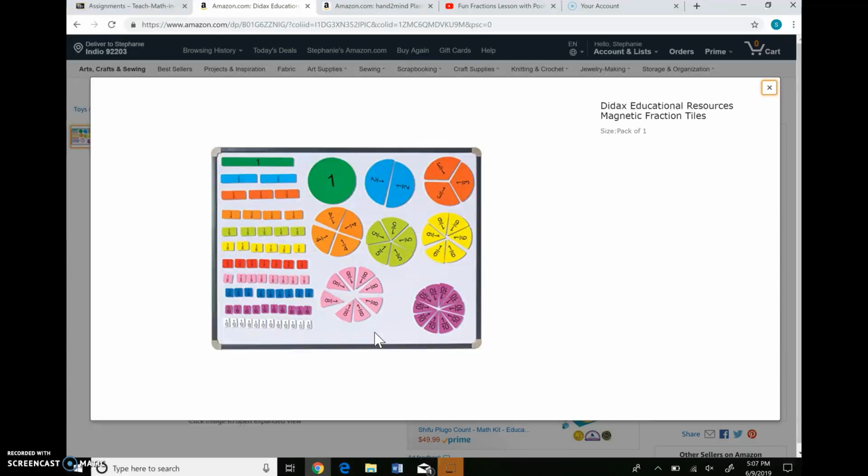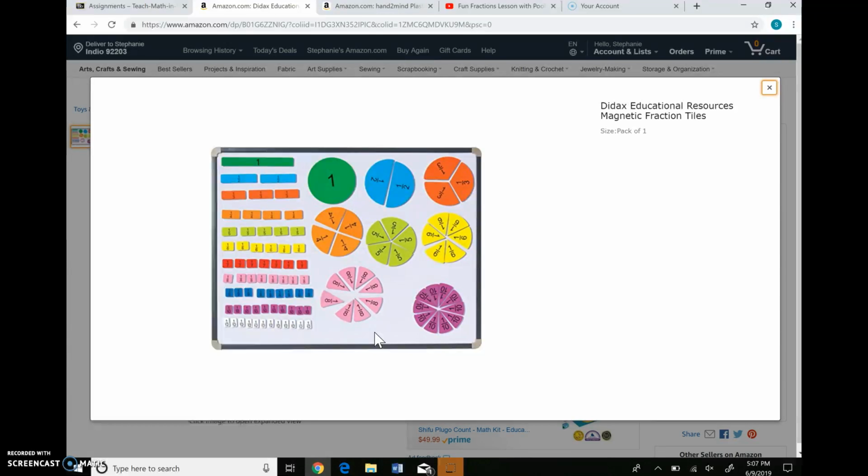I would have them work in small groups on different scenarios. So I would give them an index card with a different scenario and have them figure out how they would do it. Like, one of them would be, okay, you have 8 friends coming to your birthday party and you have 2 pizzas. How could you divide it up evenly?